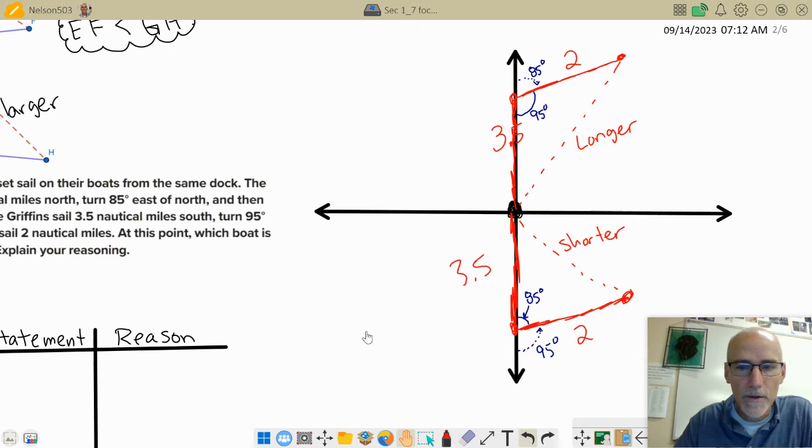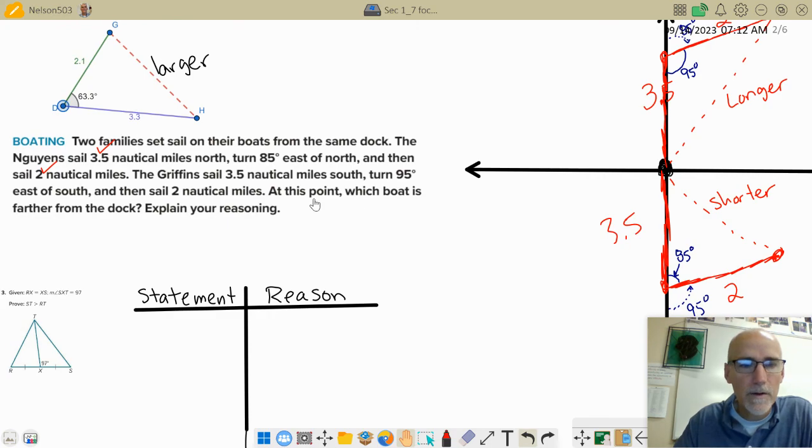Let's go back over here and just reread it one more time. It says, at this point, which boat is farther from the dock? Explain your reasoning. Well, I think this was the Wynn family right up here. So the Wynns are further away from the dock than the Griffins. All right. Hey, I hope I made that clear.